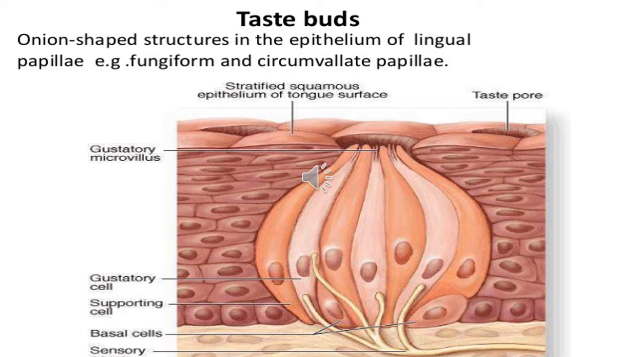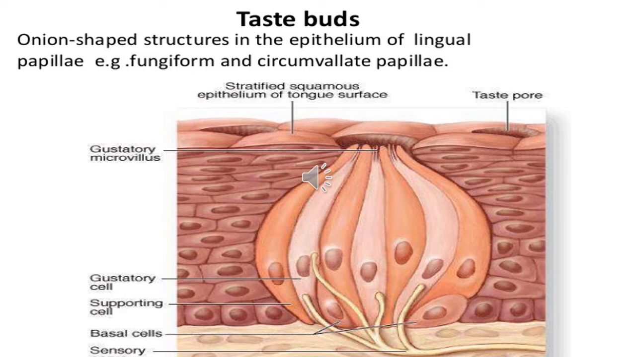Then comes another type of cells which are called the basal cells, as you can see in the diagram. These are small, roughly oval cells which are located close to the basal lamina and they do not extend up to the taste pore or the opening. These cells actually serve as the stem cells for other cells of the taste bud.